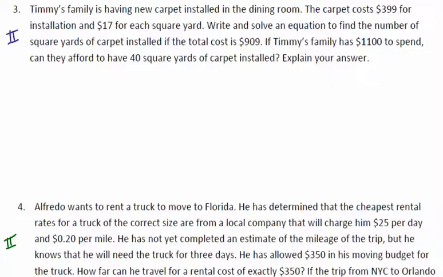The carpet costs $399 for installation, and that's a one-time fee. And then $17 per square yard, or for each square yard. We want to write and solve an equation to find the number of square yards of carpet installed if the total cost is $909.